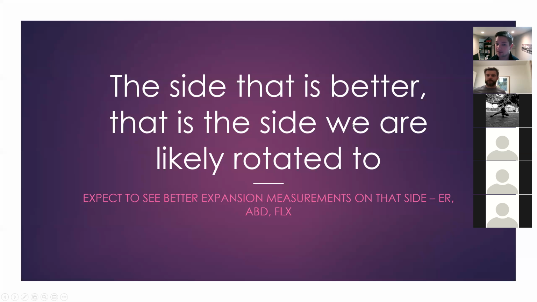Little fun fact, the side that is better in shoulder flexion is the side we are likely rotated to within our thorax. So for example, let's take the left AIC, right BC pattern. I'm sitting on my right hip, and then I counter rotate my trunk this way. So I'm rotated to within our pelvis.